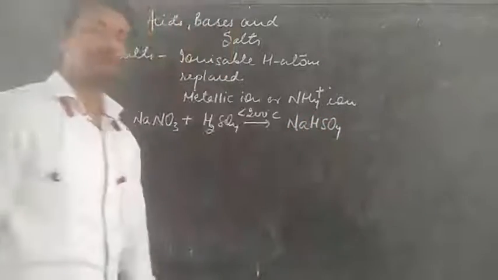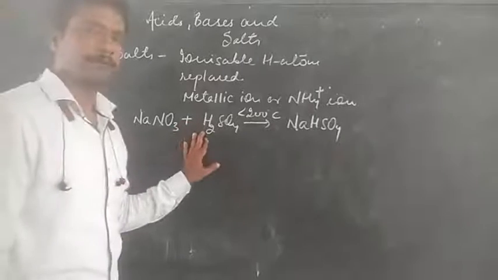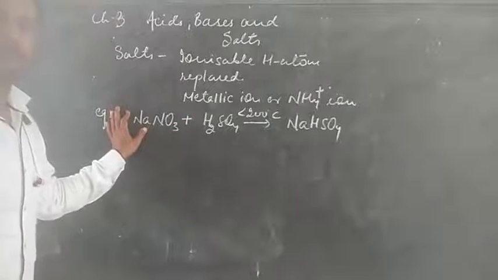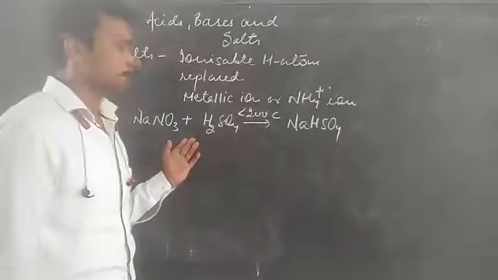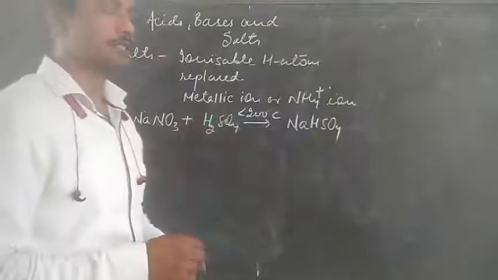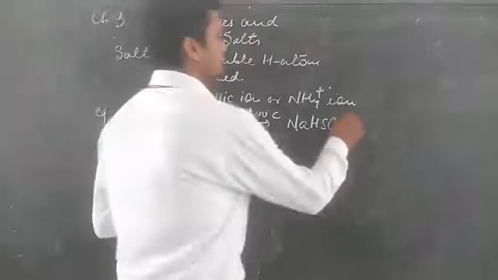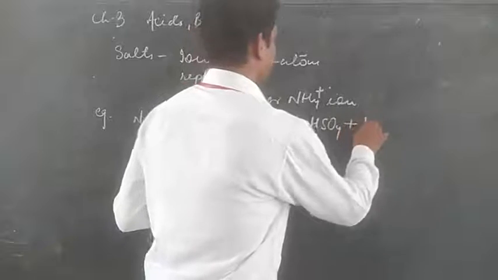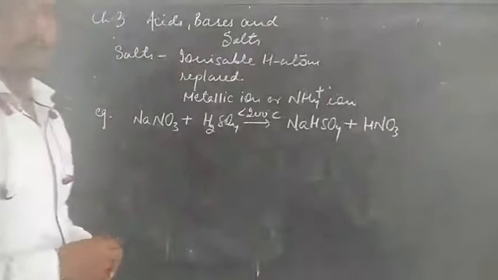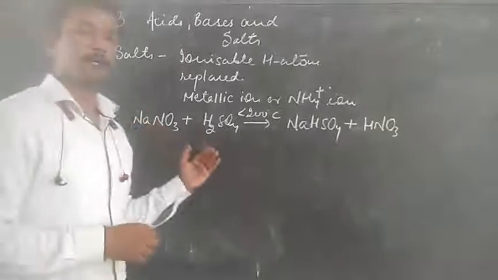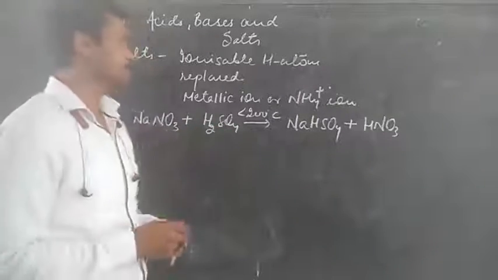This is the salt going to be formed by the replacement of this hydrogen atom with the help of sodium ion. Sodium ion is a metal ion. Now, as a result of this, sodium hydrogen sulfate, which is an acid salt, is formed along with HNO3. Now, this is an example where we find partial ionization of hydrogen atom has taken place.